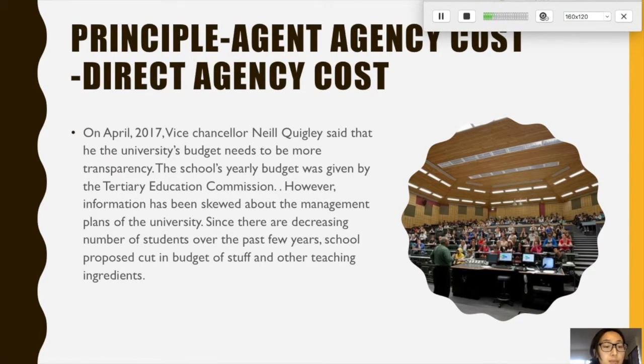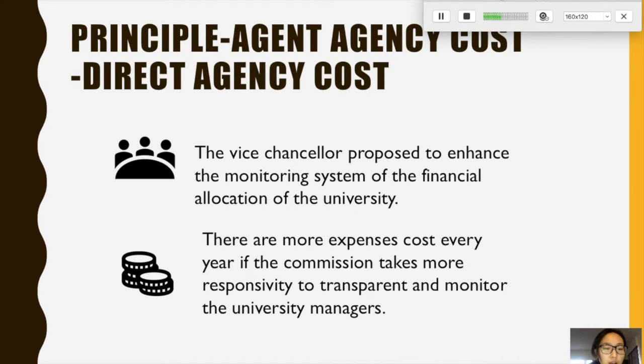The school proposed cuts in the budget of staff and other teaching ingredients. The aim of the school is supposed to be enhancing the quality of teaching, but that kind of strategy does not seem fair enough. In this case, direct principal agency cost occurs. The Tertiary Education Commission proposed to enhance the monitoring system of the financial allocation of the university. There are more expense costs every year if the commission takes more responsibility for transparency and monitoring the university managers. Thanks.